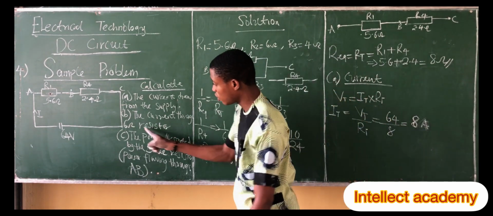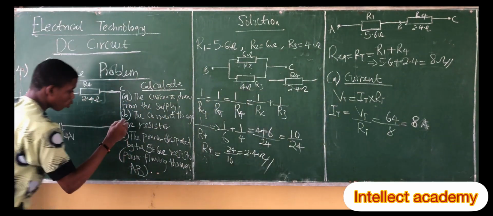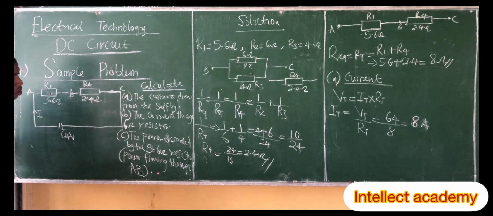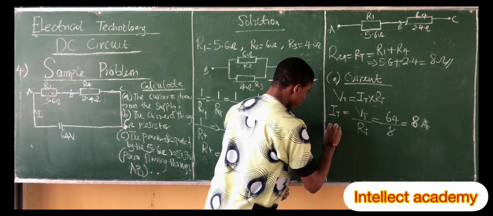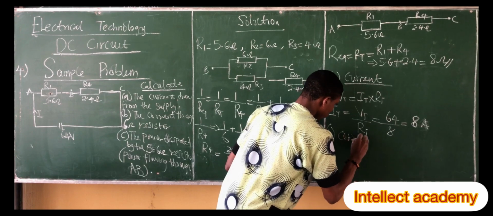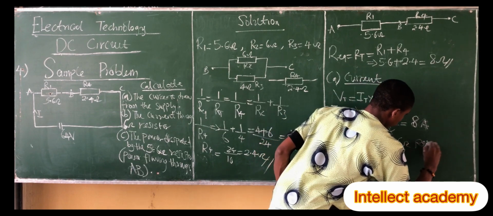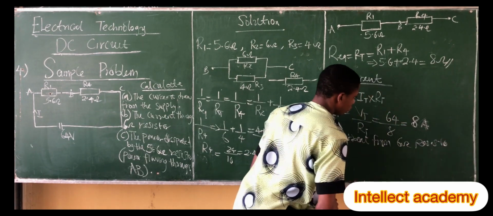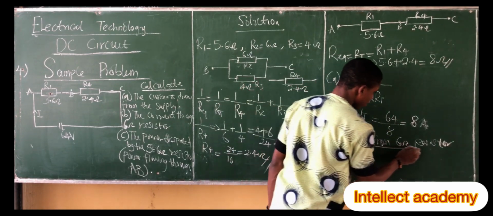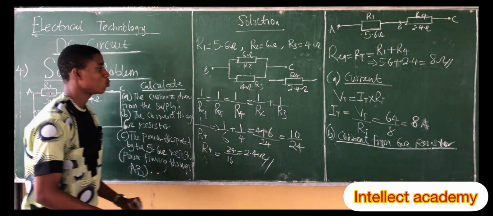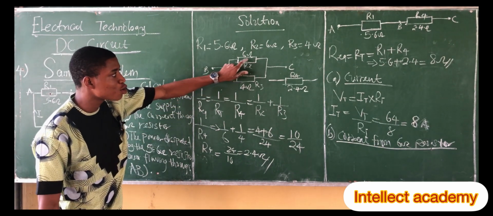Okay, now the other part of this is the current drawn from the 6 ohm resistor. This is a 6 ohm resistor. So the current drawn from the 6 ohm resistor can be calculated. Now take note. We're looking for this current that flows through this resistor.